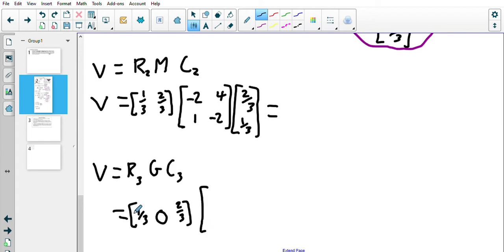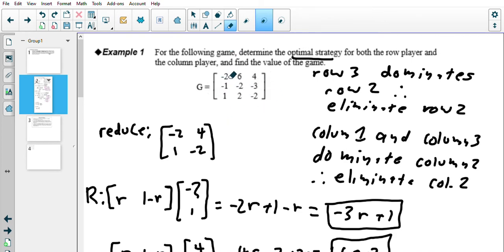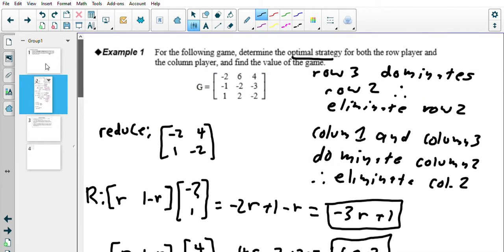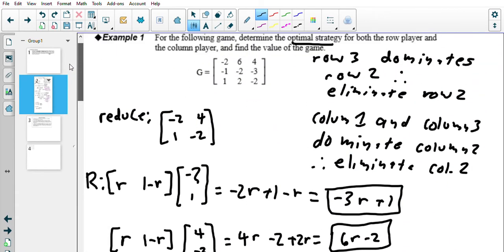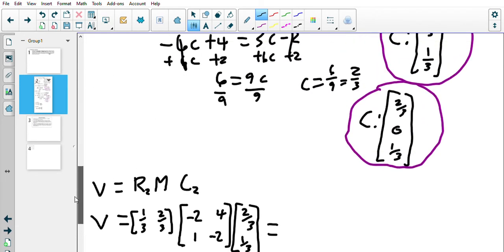And our original game matrix: 2, 6, 4, or negative 2, 6, 4. Negative 1, negative 2, negative 3. And 1, 2, negative 2. And then we have our 3-choice column matrix, 2/3, 0, 1/3.